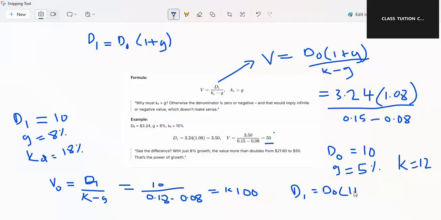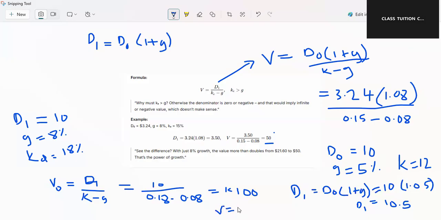And what is our D0 in this case? 10. And what is our growth rate? 5%, 0.05. So we're going to have 1.05, right? So this is our D1, therefore, will be 10.5. So now using Gordon's model, how do we calculate our value of stock now? D1 over K minus G, right? Yeah. So the value of stock, therefore, will be what?